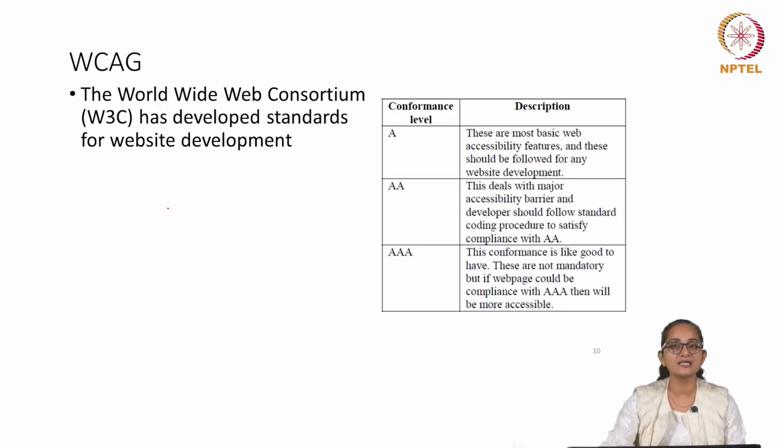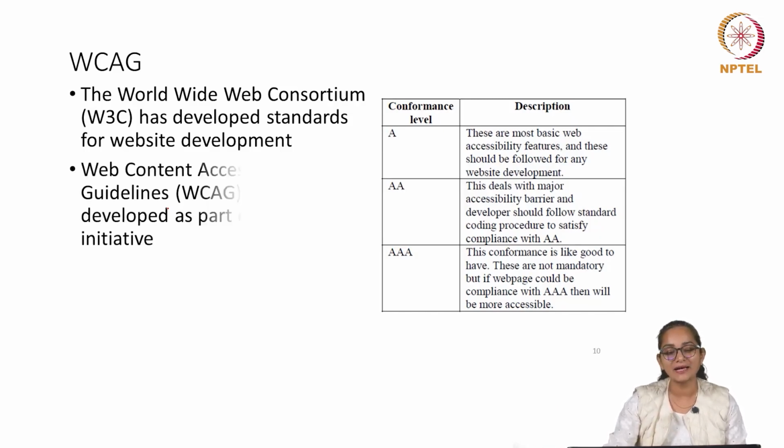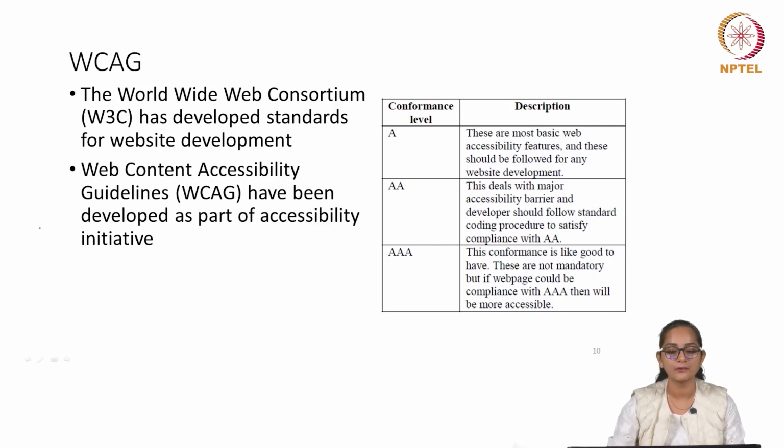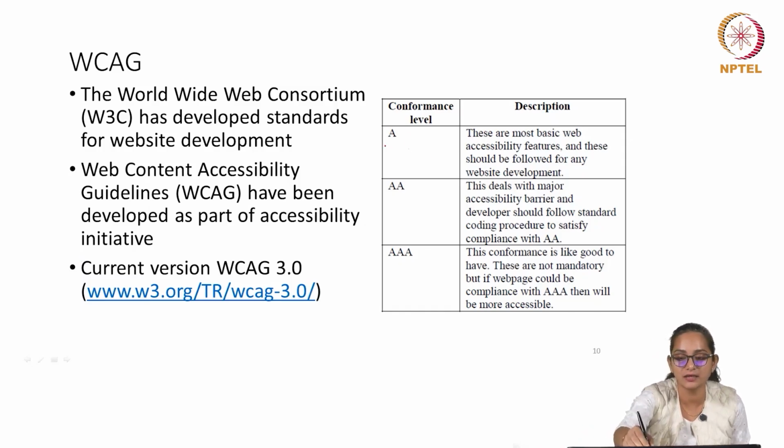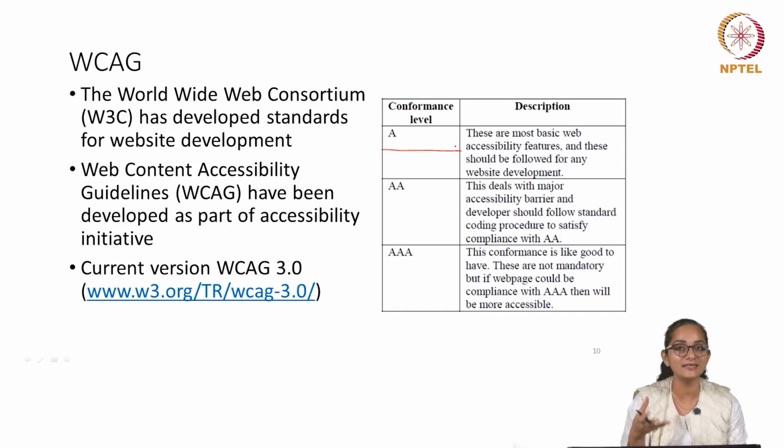So, I think in the previous session we spoke in depth about the WCAG guidelines. It has been developed by the World Wide Web Consortium, and it is part of their Web Accessibility Initiative. Here is the same link which leads you to the main WCAG repository. And this is a table which tells you a little bit about conformance levels A, AA and AAA, AAA being the highest.